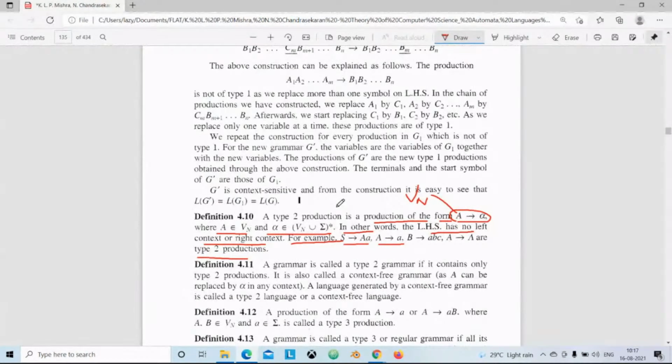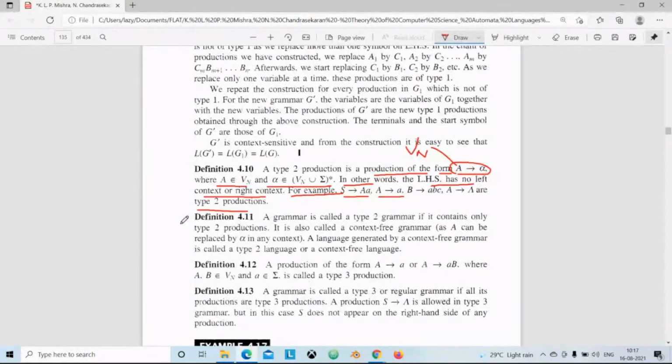So we have seen type 0, which is free of constraint. In type 1, the variable cannot be erased. Type 2 is of this form: A implies alpha. If we have this form, then it is type 2, where A is a variable and alpha can be from Vn union Sigma star. The follow-up definition after type 2 is the language. The grammar is called a type 2 grammar if it contains type 2 productions, and it is also called a context free grammar. This is the name we give to type 2.